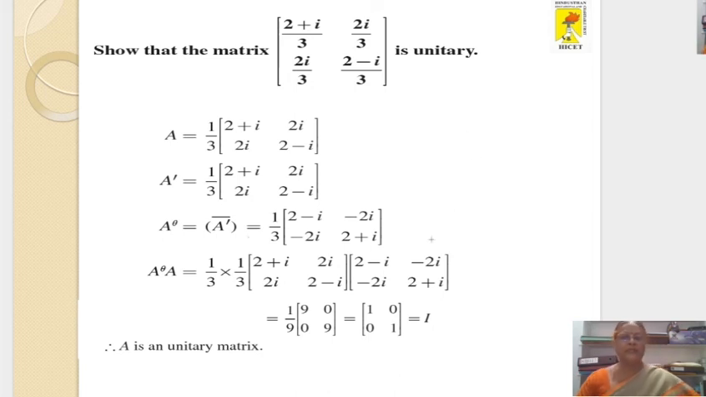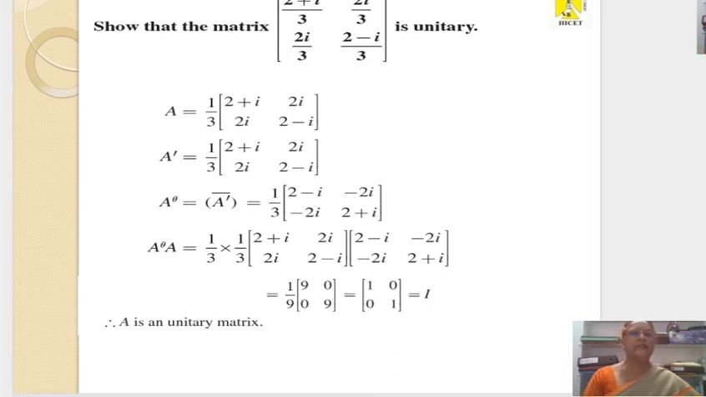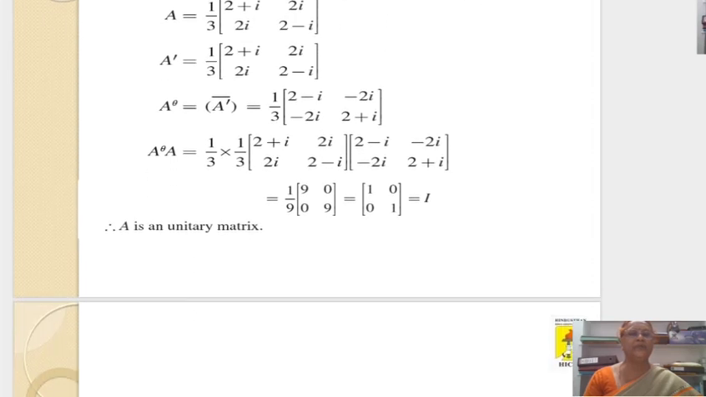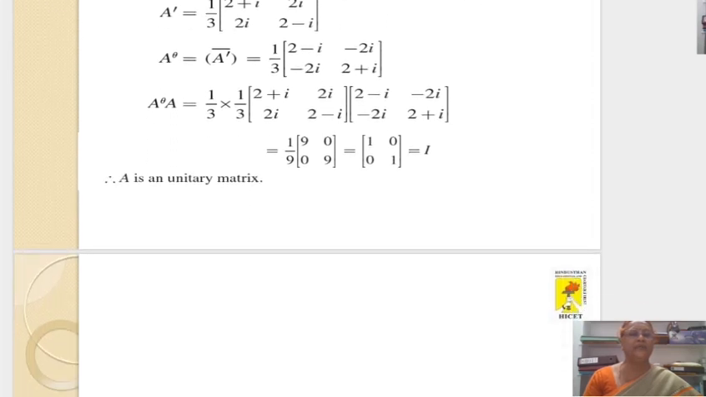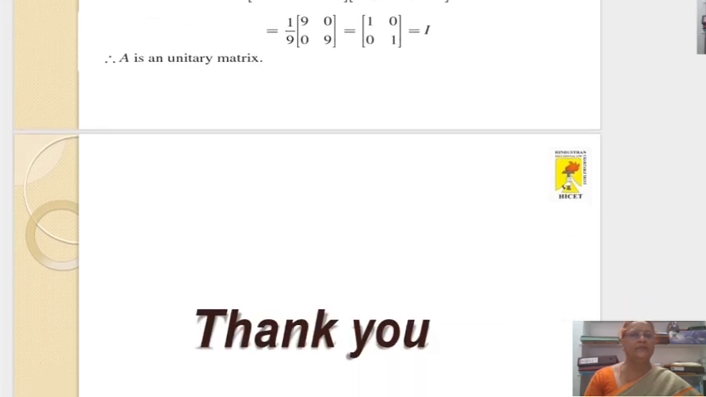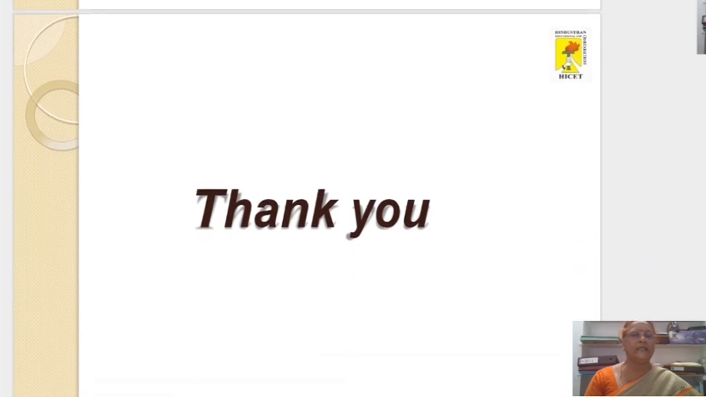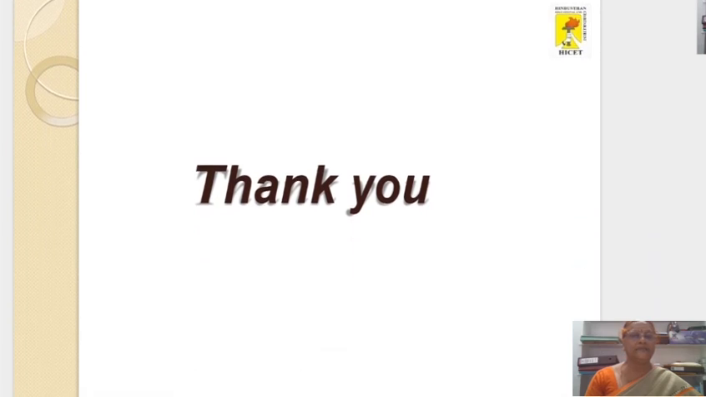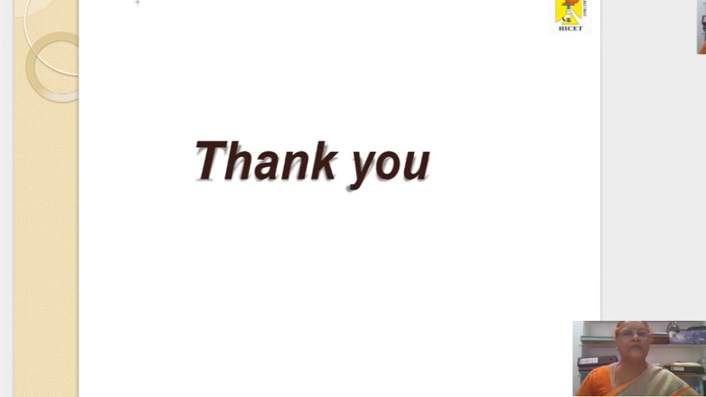So to prove the given matrix is unitary, we have to prove the property A power theta into A equal to I. Here we have proved it, so A is a unitary matrix. These are all the problems we have studied in complex matrices. Thank you.